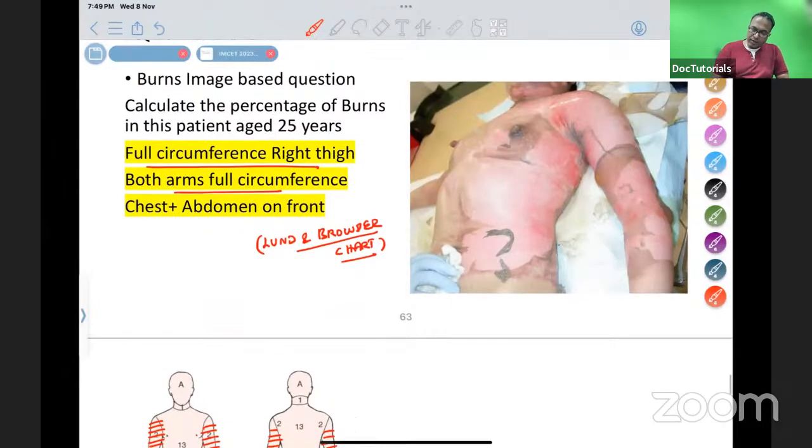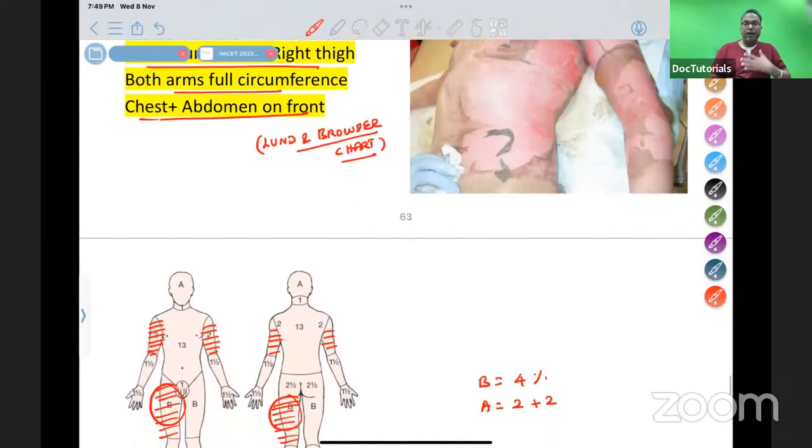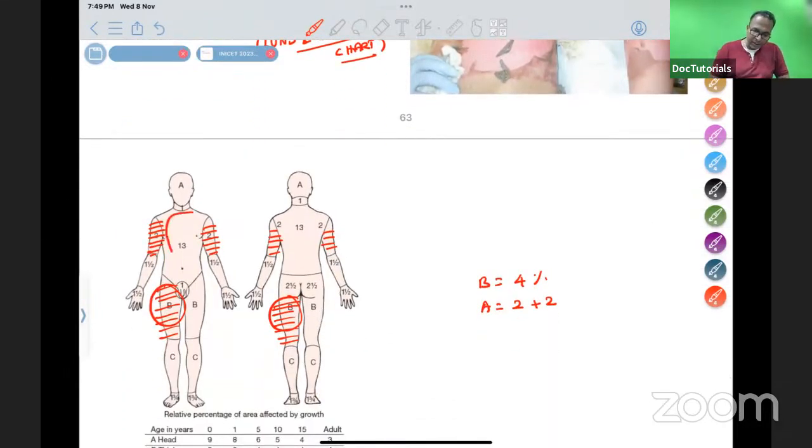And for the front of the chest and upper abdomen, this is 13%. So chest and upper abdomen comes to 13%. So the actual value as per the Lund-Browder chart will be 8 plus 13, coming around 21% only.